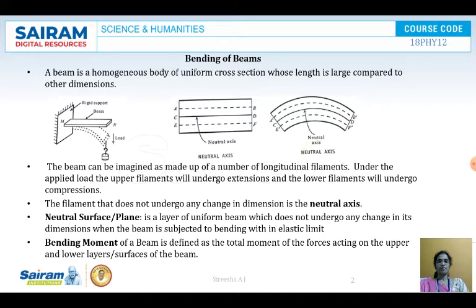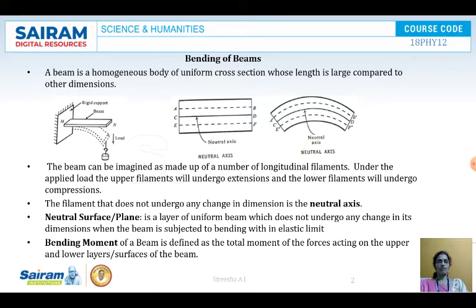A beam is a thin rod whose length is very much large compared to the other dimensions. Now a beam can be imagined to be made up of longitudinal filaments. You can see in the center diagram, A, B is one filament, C, D is another filament, E, F is another filament. Now under the application of the load, the upper filaments will undergo extensions and the lower filaments will undergo compressions. In the rightmost figure, when you apply the force on both the ends of the beam, you can see that AB has increased and EF, E dash, F dash has reduced. That means the upper part will be expanded and the lower part will be compressed.